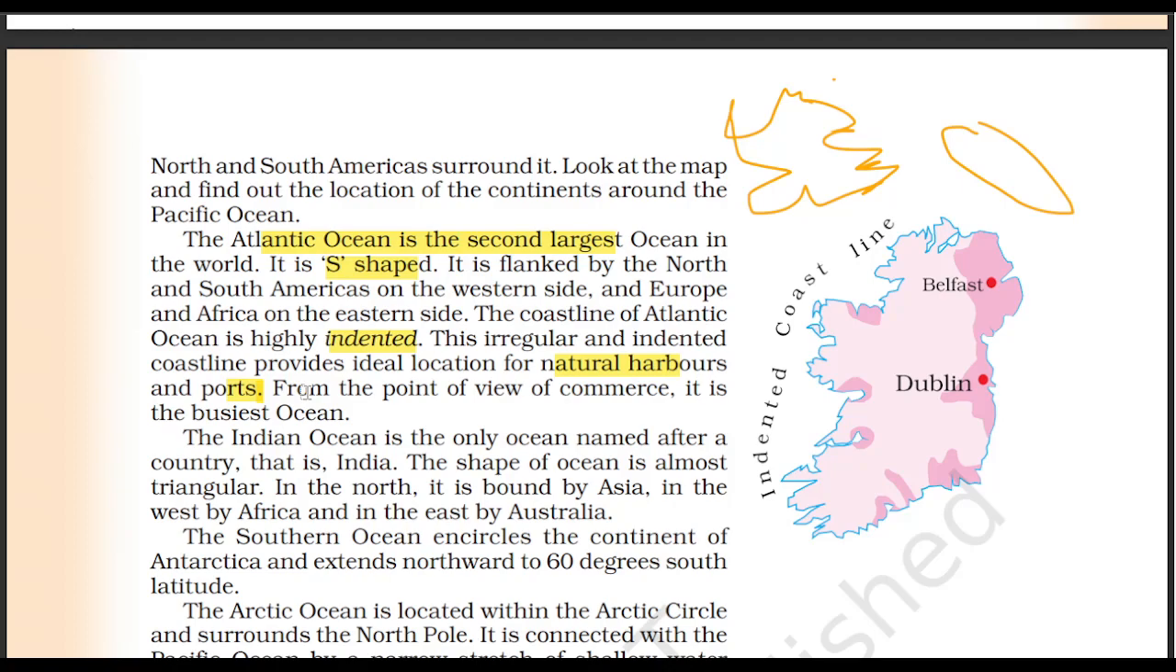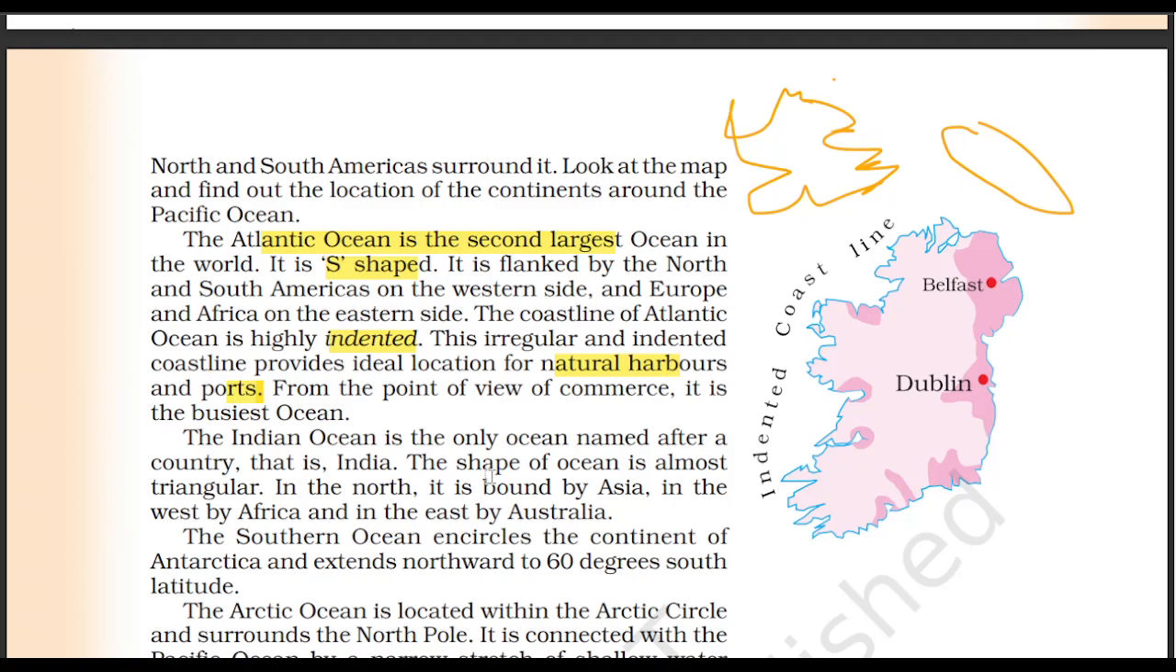The Indian Ocean is the only ocean named after a country, like India. The shape of the ocean is almost triangular. In the north it is bounded by Asia, in the west by Africa, and in the east by Australia.